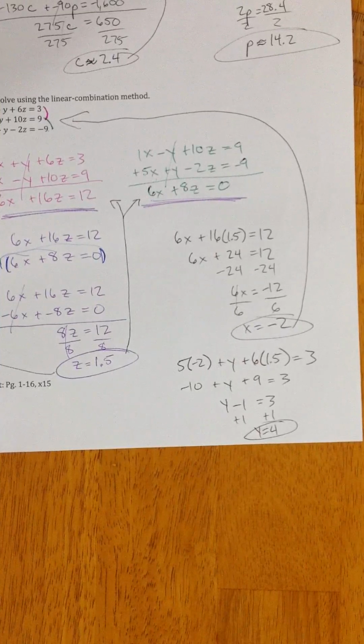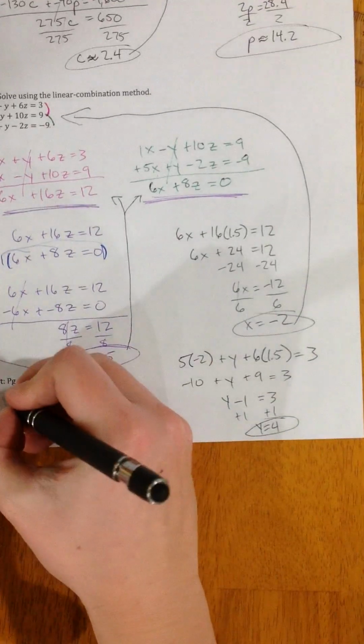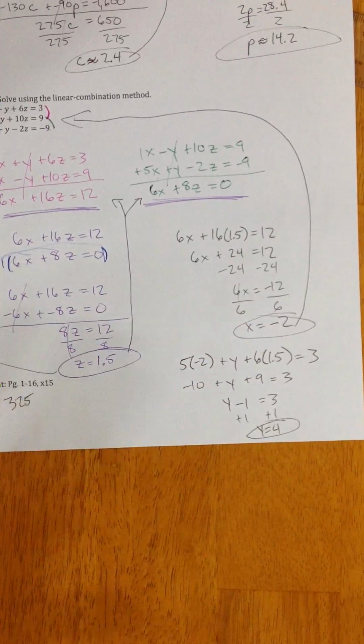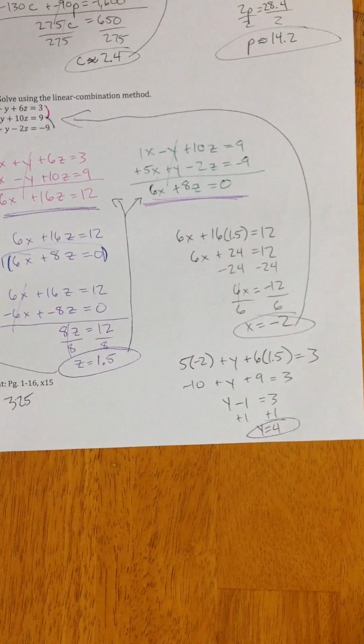Okay, so that's it for this section. Your notes don't give a page there, so that's not helpful. It looks like it's page 325 in the book. So 325, 1 to 16, and then skip number 15.